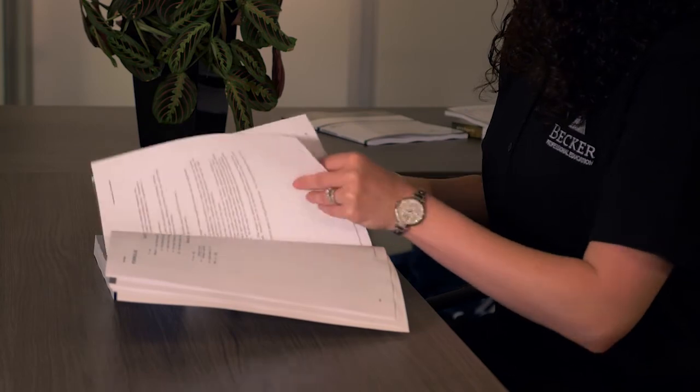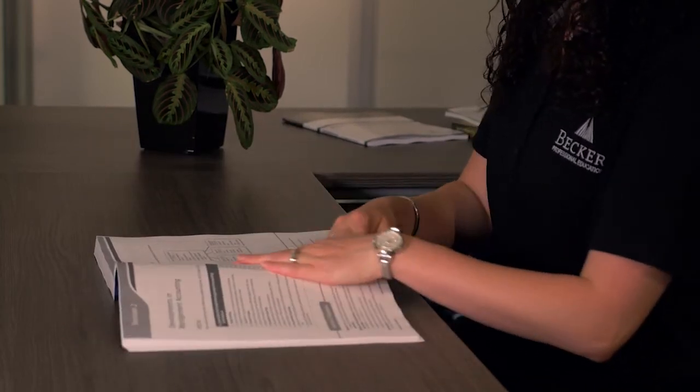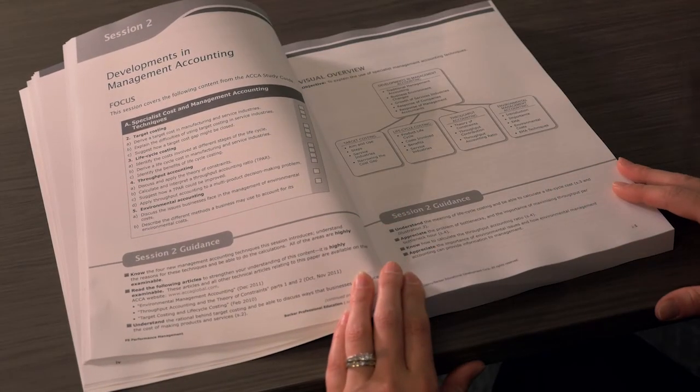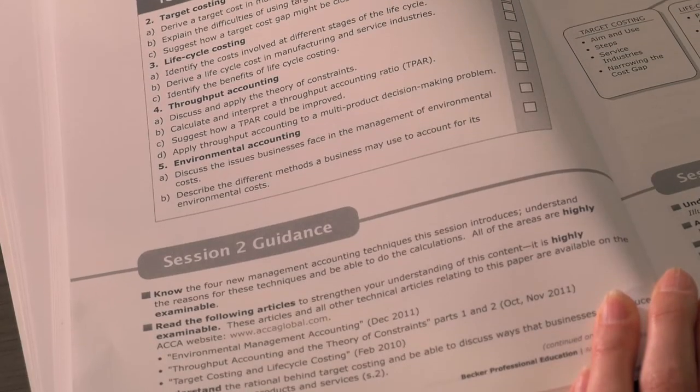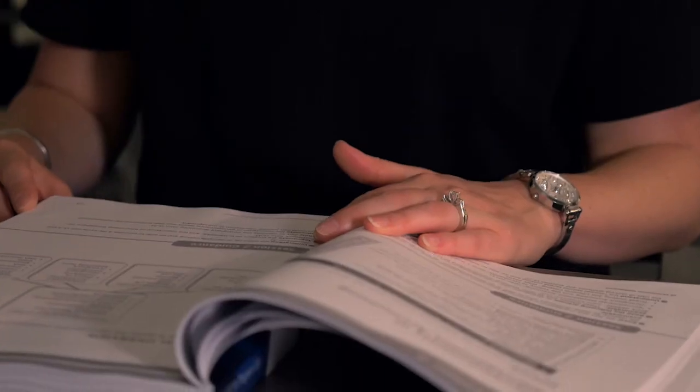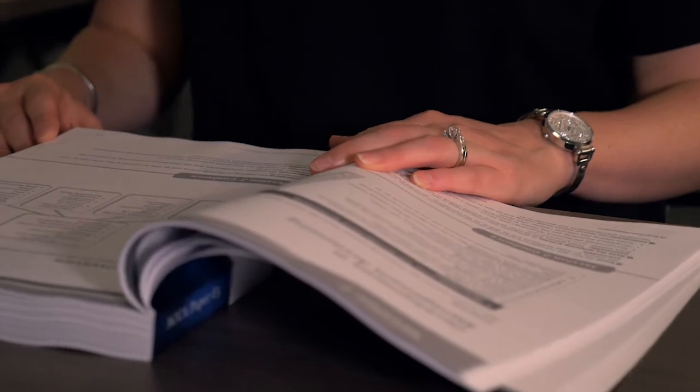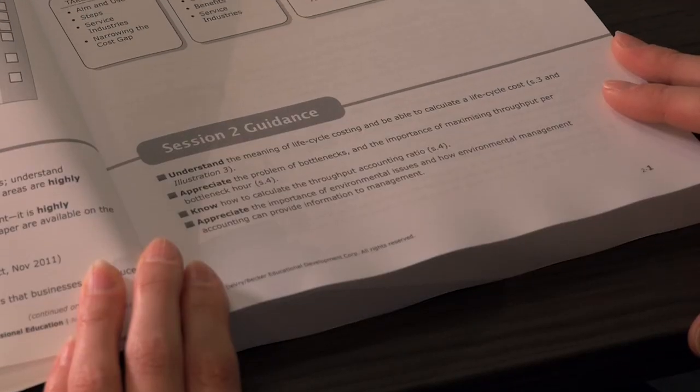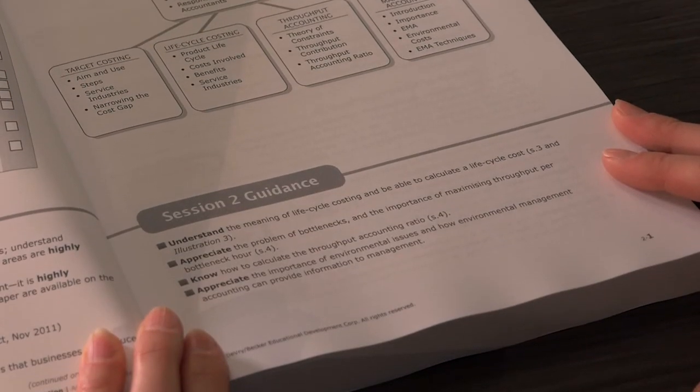Let's take a look inside a session. Each session starts with a focus page, which includes a checklist of the learning outcomes from the ACCA study guide that are covered in that session. It also includes guidance on how to approach the session and where relevant recommends additional reading. The next page of each session provides a visual overview of the structure of the session. This helps students to see the big picture before they study the detail of the session and how the topics are interrelated.